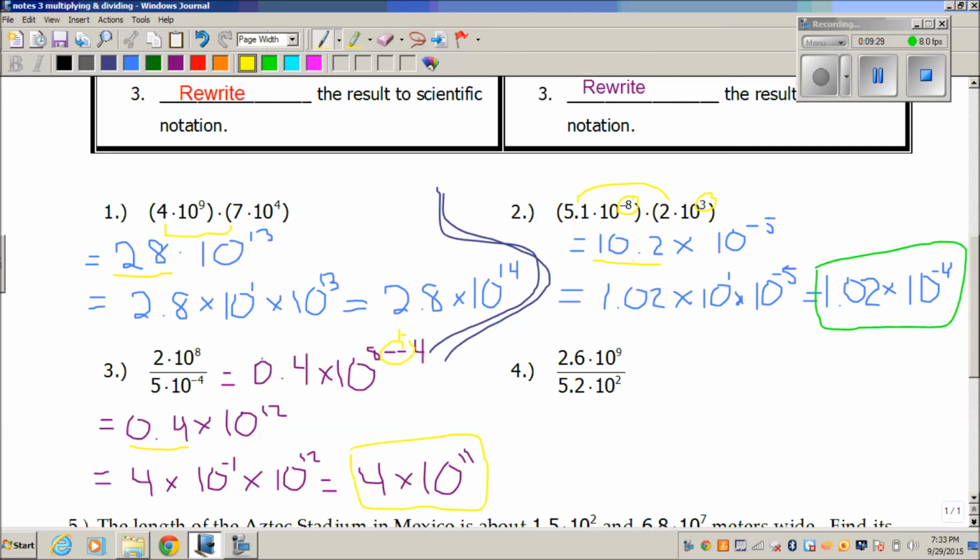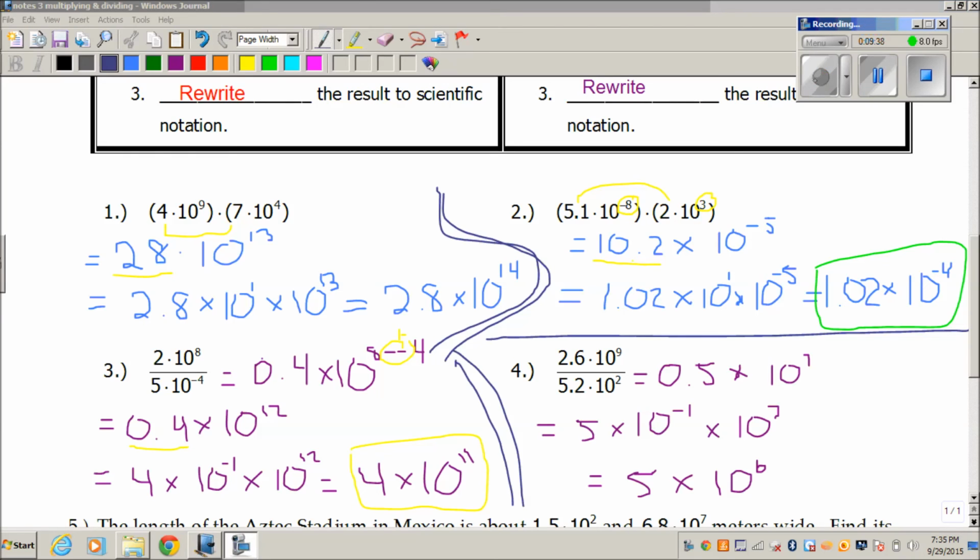Okay, so now press pause and try number 4 on your own. Okay, so now you see I divided the coefficients and got 0.5 times 10 to the 7th because 9 minus 2 is 7. But then you notice that the 0.5 is too small, so we had to rewrite that. The decimal has to go after the 5. Since 0.5 is less than 1, the exponent on that 10 is going to be negative. 5 times 10 to the negative 1. And then we simplify the tens. So we have our final answer, 5 times 10 to the 6th power.